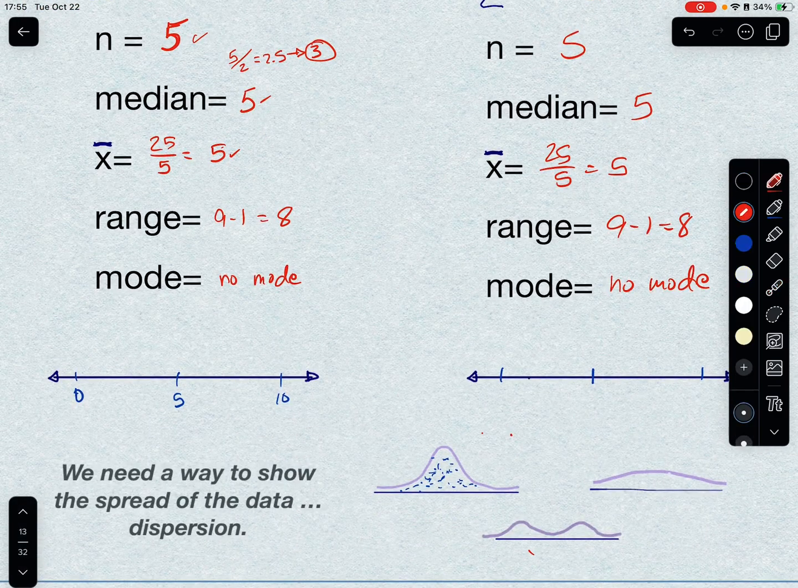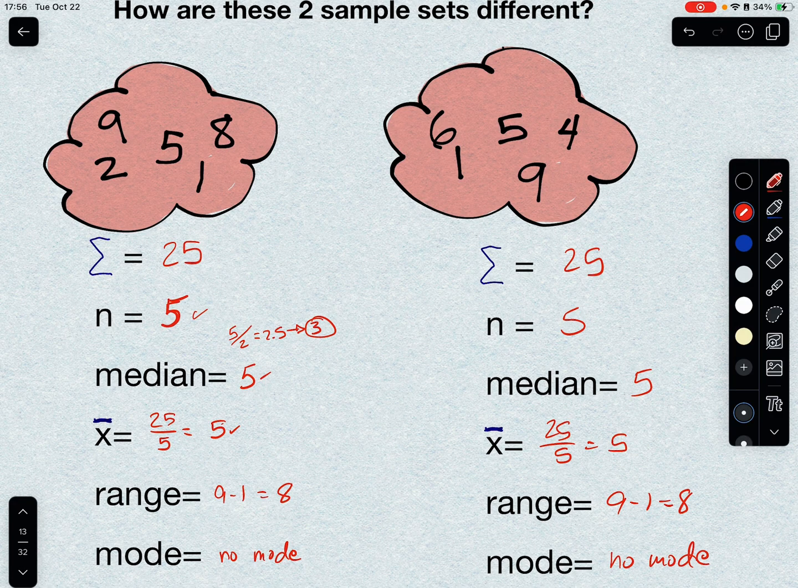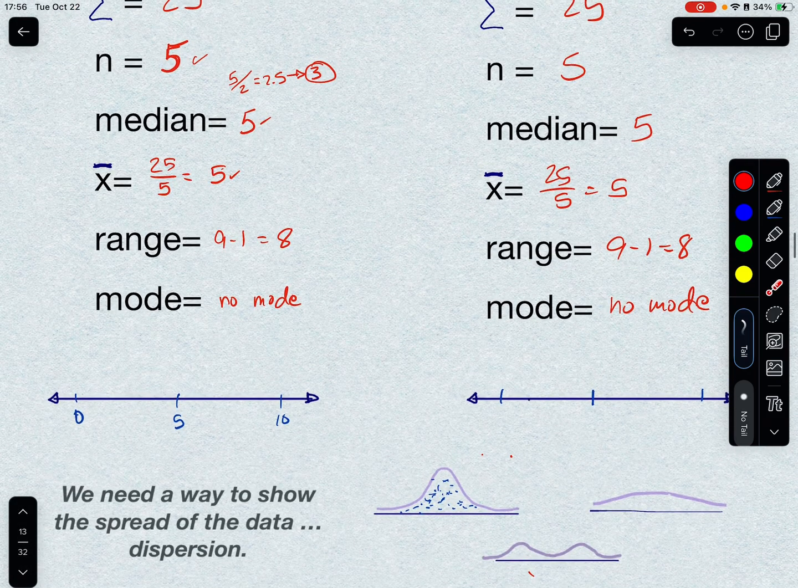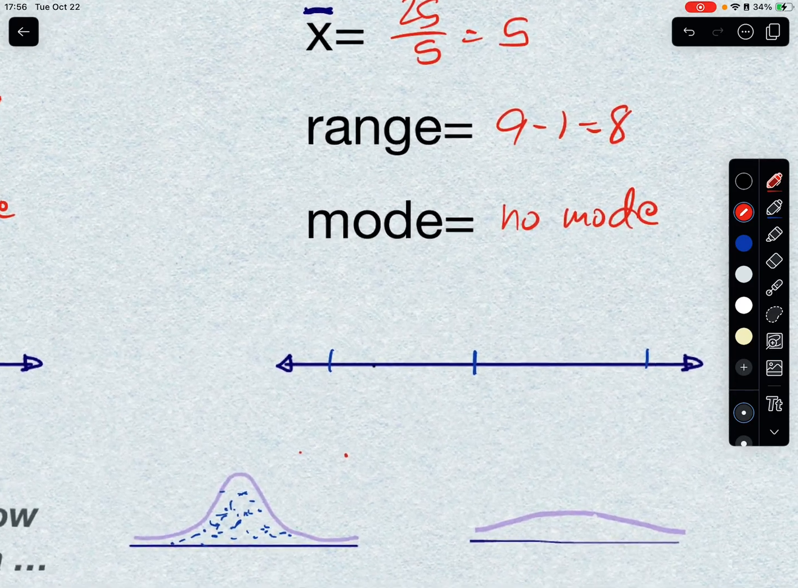To do that, I'm going to show you a dot plot. Dot plots are really easy to make, and they do show you spread. So this first has 5 items, 1, 2, 5, 9, 8, and I'm just going to take those 5 numbers and put them down here as dots on my number line. It's called a dot plot. All right, so here goes 1, and here goes 2, and 5, and 8, and 9.